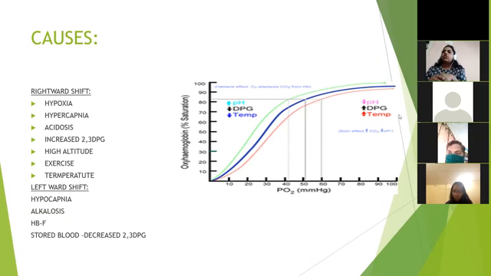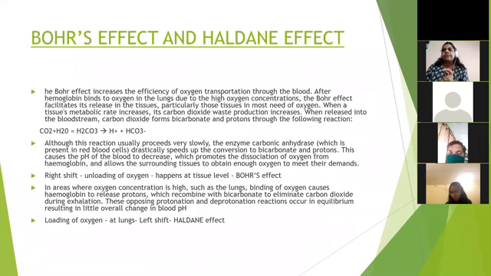In stored blood, there are decreased 2,3 DPG levels because of decreased glycolysis. So there is a leftward shift. The leftward shift indicates the loading of oxygen, which happens at the lung level. So, Bohr's effect and Haldane effect.